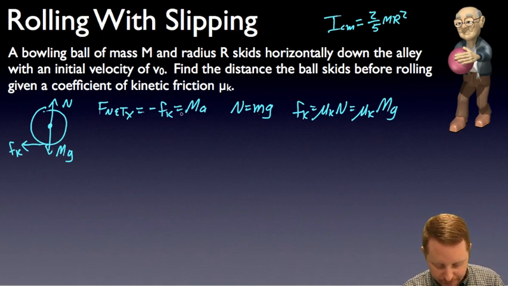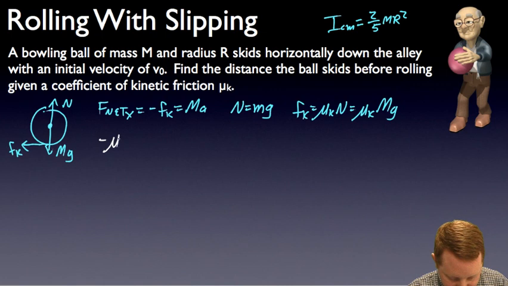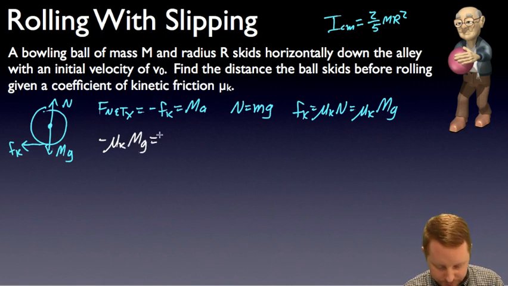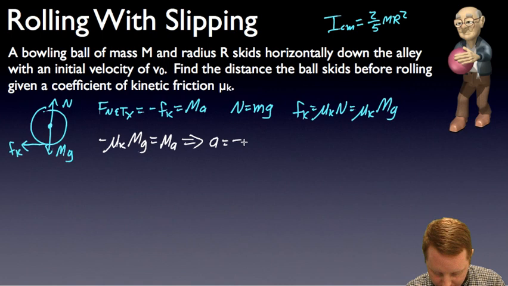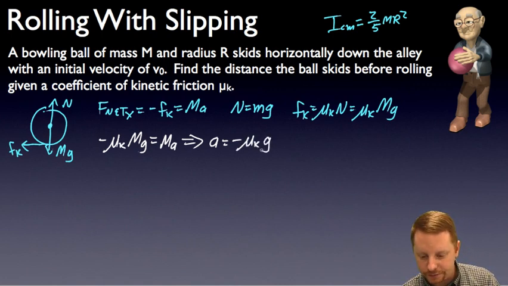Net force in the x is minus Fk equals ma. But now that I know force of friction is mu k mg, I'm going to replace force of kinetic friction with mu k mg. So minus mu k mg must be equal to ma. Or, solving for a, realizing our masses are going to make a ratio of 1, I can divide both sides by m. a is going to be equal to minus mu k g, our linear acceleration.